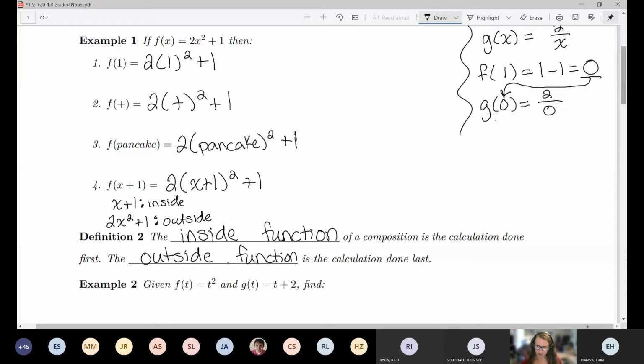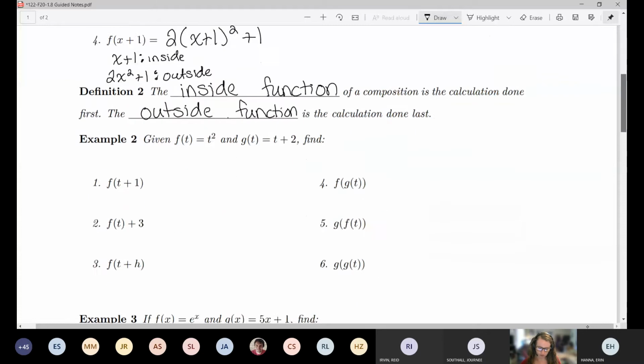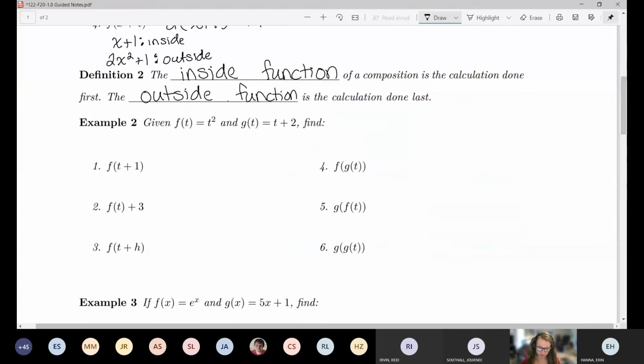So let's look at a few more formal compositions. Well, the first column isn't really formal compositions. The second column is. Let's say we're given that f of t is t squared and g of t is t plus 2. So this first column is kind of what we were just looking at. What happens if I plug in t plus 1?